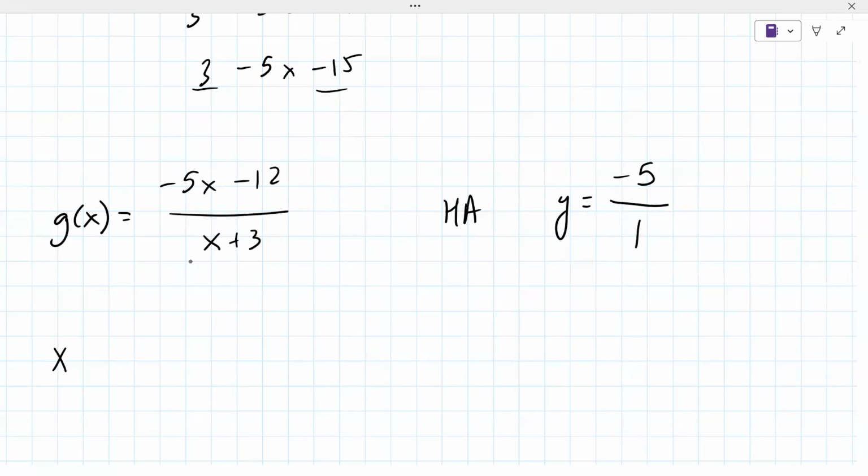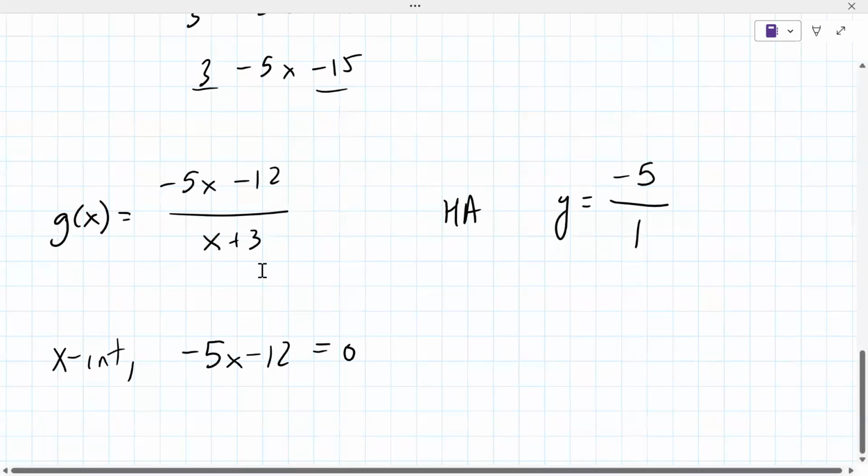The other things we can find here are the x-intercepts. Do either of you remember how to find the x-intercept when it's in this form? Do you just do the same thing as the vertical asymptote? You set the top equal to 0. Top equal to 0, not the bottom? The bottom we've already dealt with, so the bottom is where the vertical asymptote is.